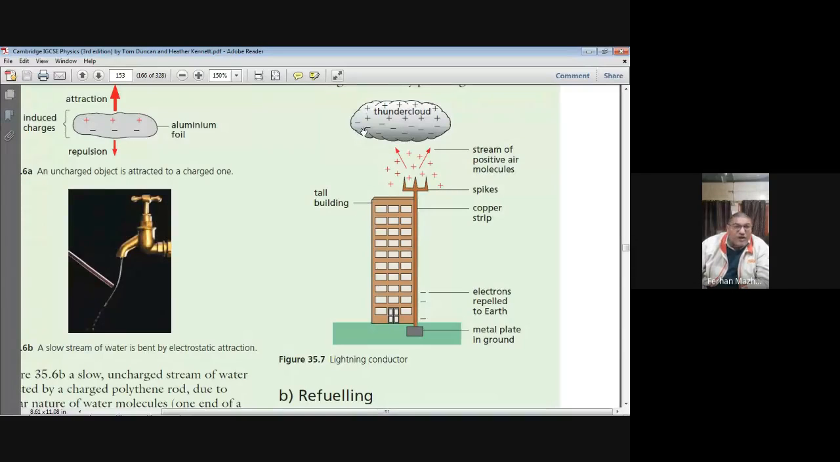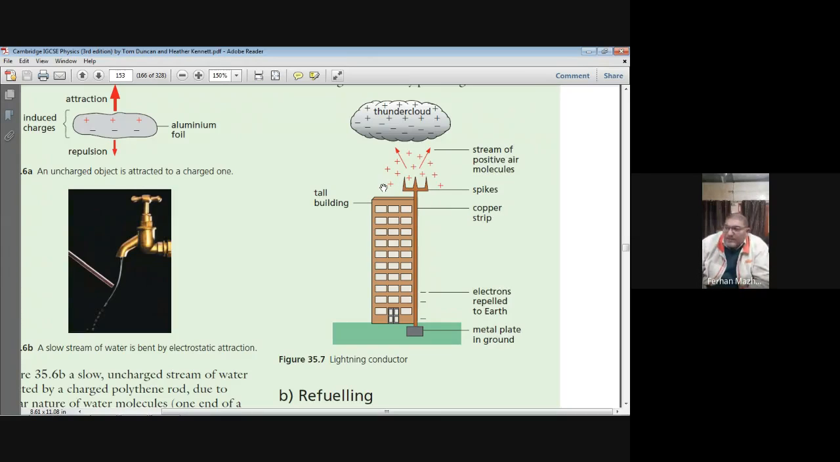Due to the negative bottom of this cloud, the electrons from these spikes, which are made of copper, the free electrons from the spikes of this copper lightning conductor, will be repelled, and those electrons will go down. And the top of these spikes will become positive. Okay. So now you see, when this thunder cloud is on top of that building, the tips of those spikes become positively charged, because the free electrons have gone to the bottom, and the top tips of those spikes are positively charged.